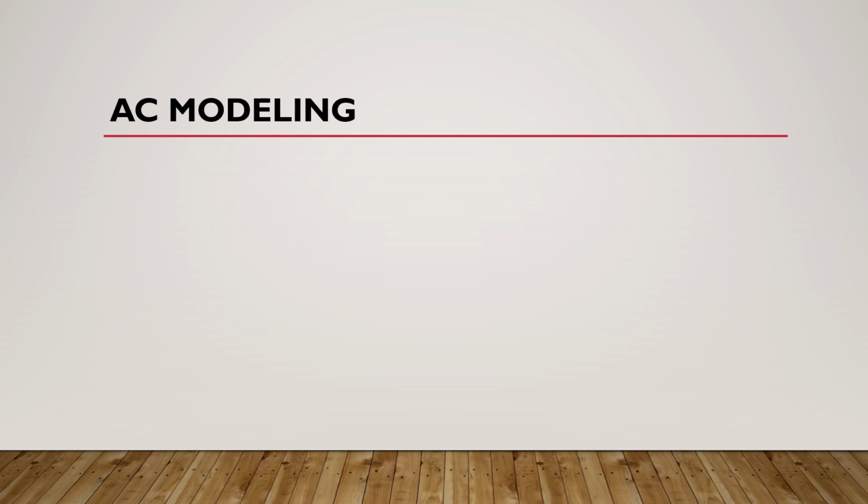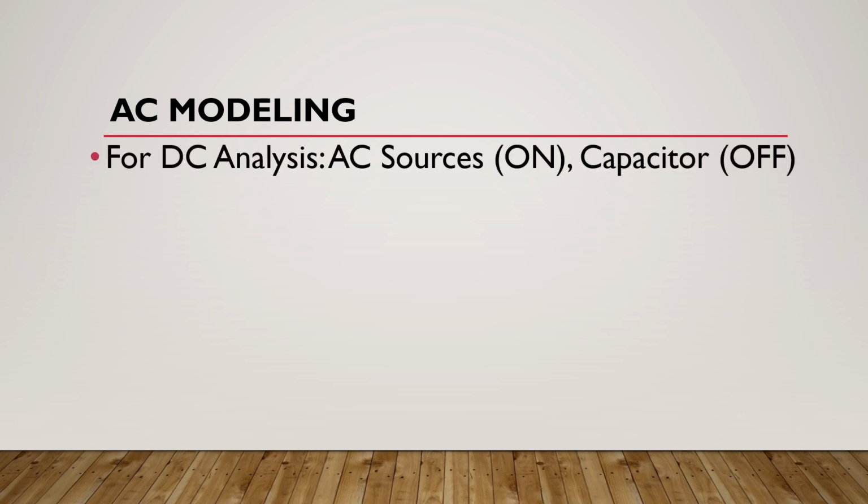Now we will understand the AC modeling. If there are AC and DC sources in your transistor configuration, then first you will do DC analysis, and for DC analysis all AC sources are short circuited. It means they are on, and if there is a capacitor, then this capacitor is open circuited. It means it is off.